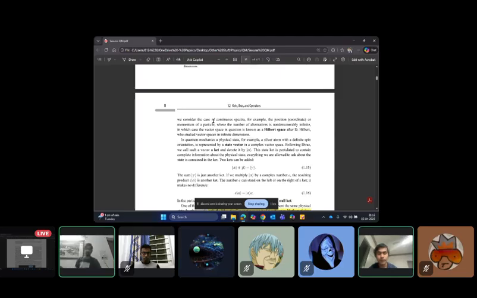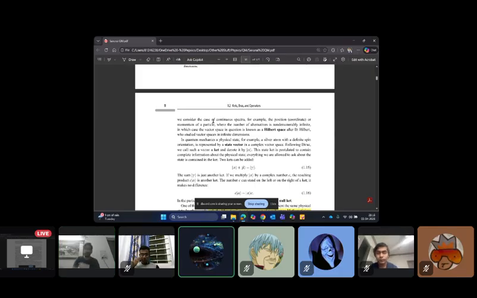Oh, okay. Yeah. So if the natural numbers are called countably infinite, and the real numbers are called uncountably infinite. Non-denumerably is just another fancy word for that. Okay, got it. Yeah. So in which case, the vector space in question is known as a Hilbert space, after D. Hilbert, who studied vector spaces in infinite dimensions.